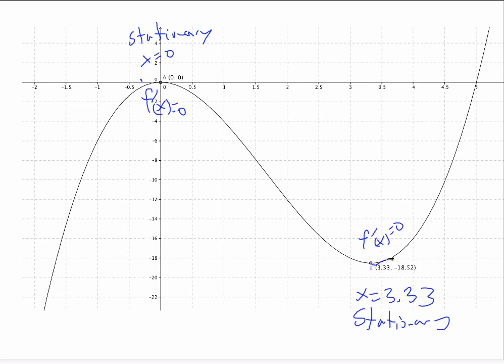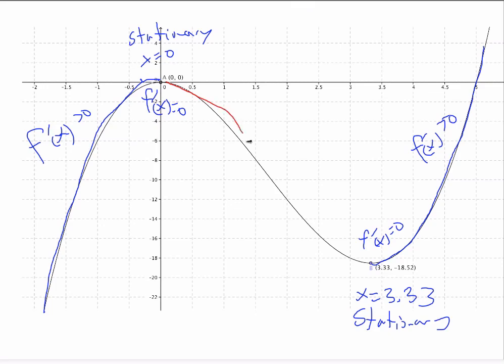Okay, now this is an increasing section right here. So here the derivative is greater than 0. Here's another increasing portion. The derivative is greater than 0. And for this section, kind of messy, derivative is less than 0. Okay, so this is the decreasing section of the function, right? So it's increasing when the derivative is greater than 0, decreasing when the derivative is less than 0, and when the derivative is 0, we have stationary points.